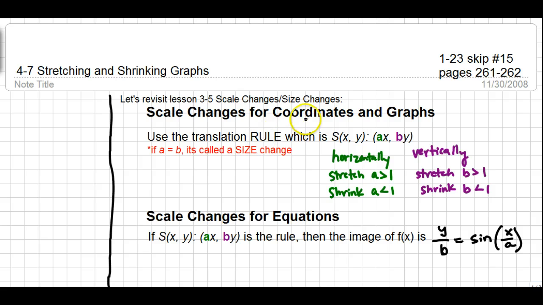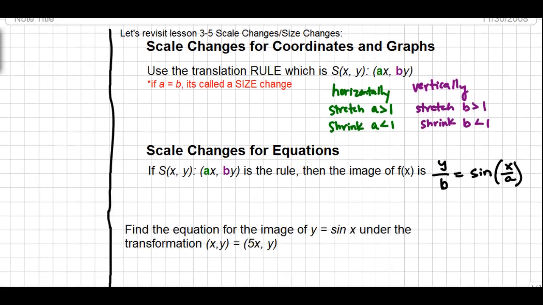Remember that when you're applying that rule to coordinates and graphs, you can just look at what the rule says and know that it's either going to stretch or shrink based on what you see. However, when you apply the scale change rule to an equation, you do the opposite. All we're going to do in this lesson is modify what our function looks like. Instead of it being a function like x squared or x to some other power or square root of x, the only difference here is we're just going to do the sine or the cosine or the tan of x.